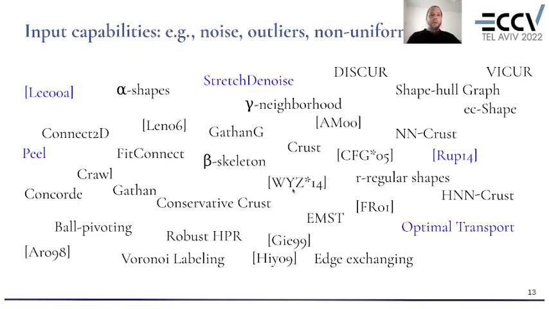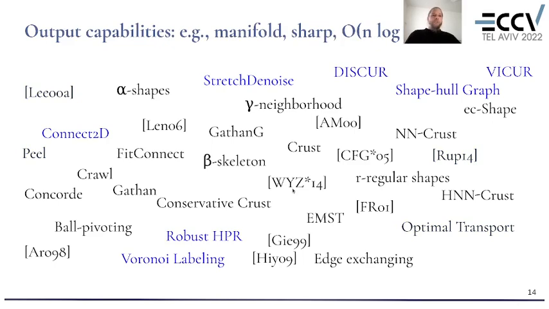So for the input capabilities, there's a table in our survey where all the algorithms are listed, and then you can look, for example, you have noisy data with outliers, and it's also non-uniform, and then you can see which algorithms here highlighted in blue are able to reconstruct this point set. We have the same for output capabilities. For example, if we want a manifold output that can have sharp corners and can be reconstructed in n log n time, then we have these algorithms available.